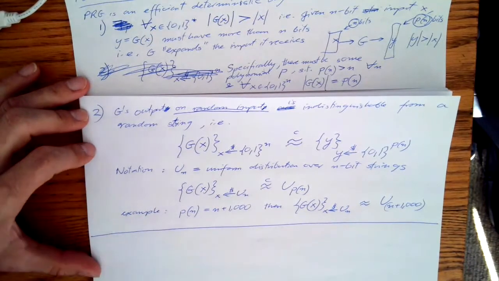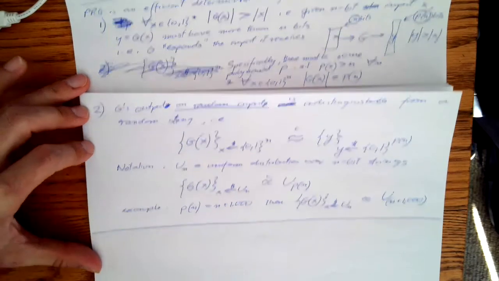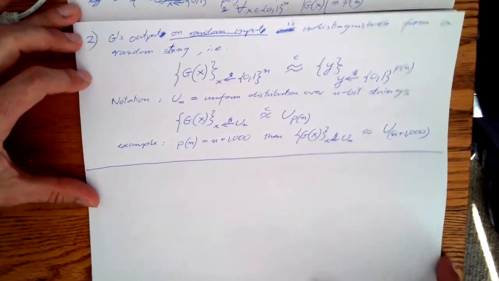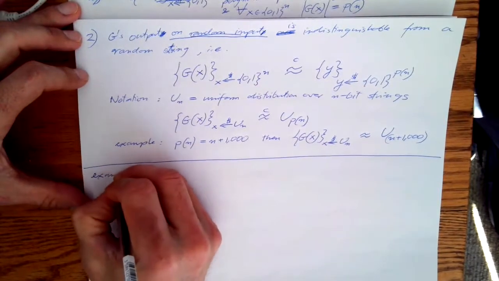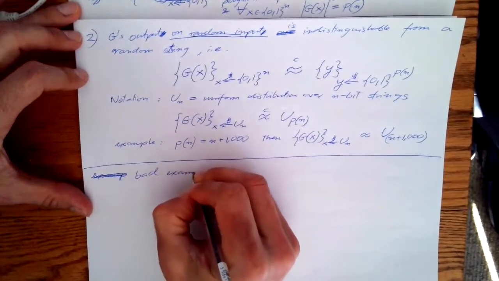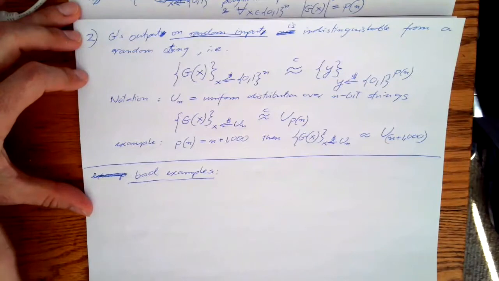Constructing a PRG is not easy. It's not obvious how to construct such a thing. Let me just give you some examples of what would not be a PRG. Okay, so, bad examples. It's always good to give young people bad examples.